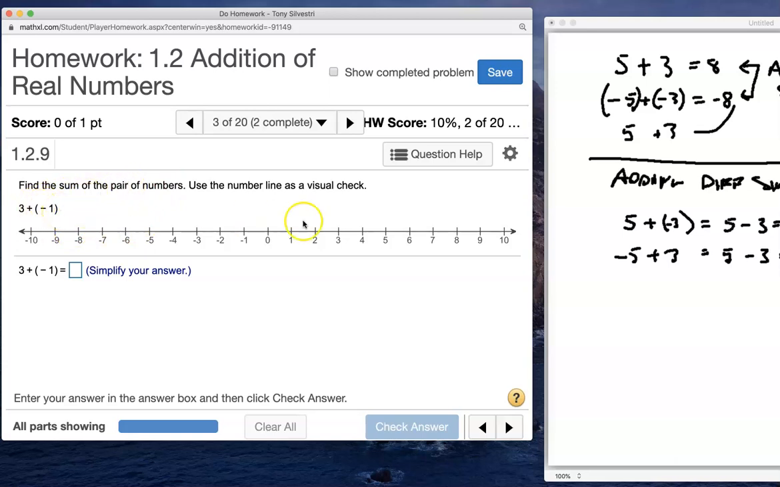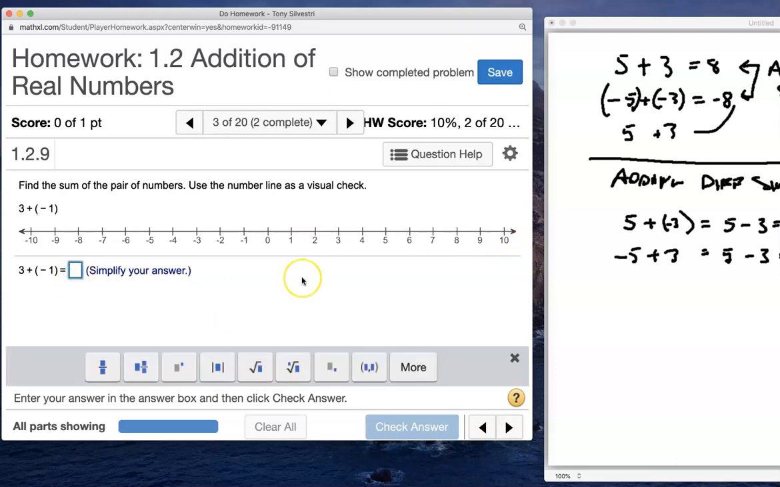I really don't like it. The idea being, hey, start off with the first number. Start your point over here, 3. This is where I'm pointing to. I'm adding a -1. When you add a negative number, you go in the negative direction, and you should get 2.